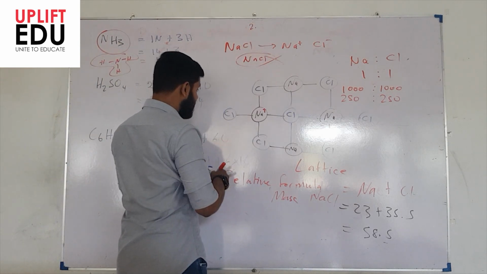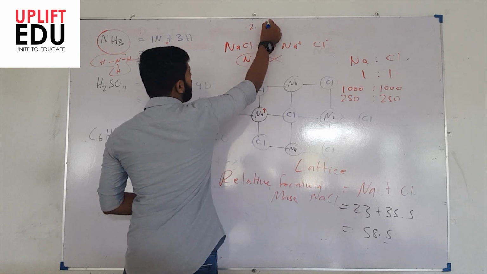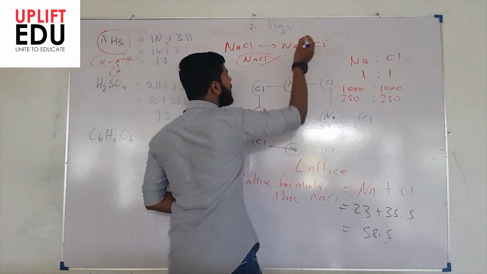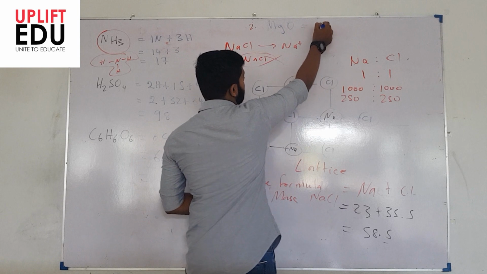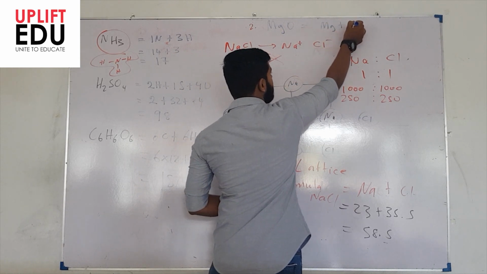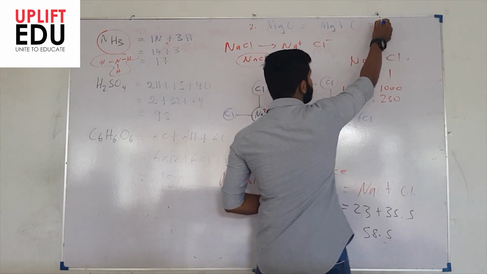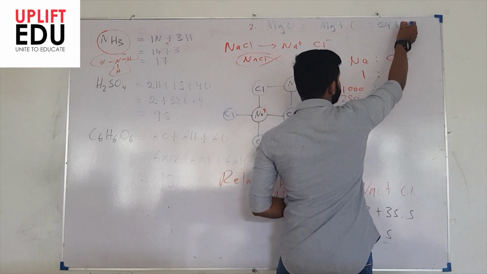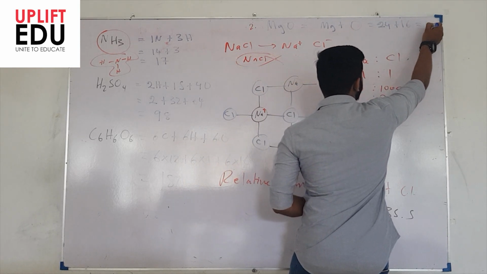Is that clear? Similarly, if I have a look at magnesium oxide, if I want to find the relative formula mass of magnesium oxide, what I have to do is add the relative atomic mass of magnesium plus the relative atomic mass of oxygen. Magnesium is 24 and oxygen is 16, so I get a value of 40.